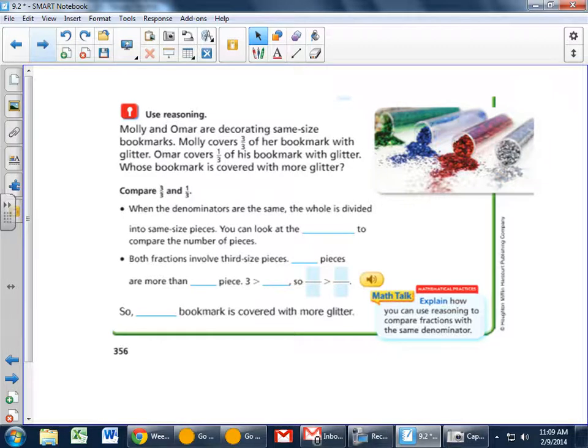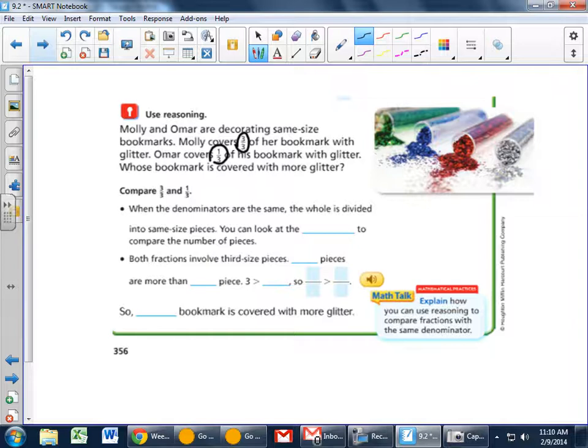Now we're going to use some reasoning. I'm still on page 356 and we're on the bottom of the page now. Molly and Omar are decorating the same size bookmarks. Molly covers 3/3 of her bookmark with glitter. Omar covers 1/3 of his bookmark with glitter. Whose bookmark is covered with more glitter? If you were listening to what I just said on the last one, you really don't even need to work this problem out, but we will, and I'll tell you why at the end.